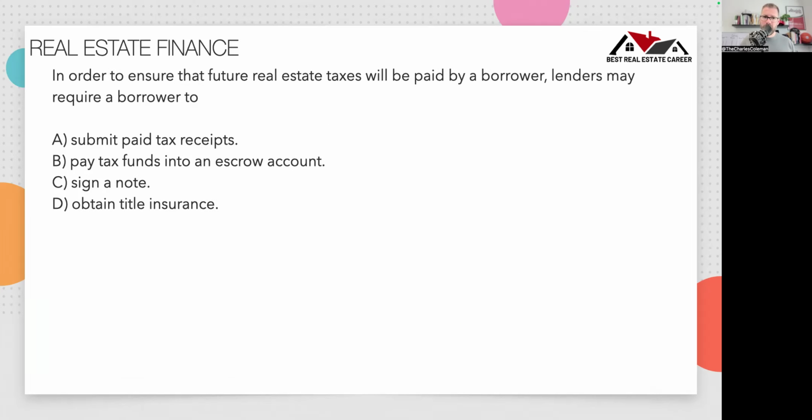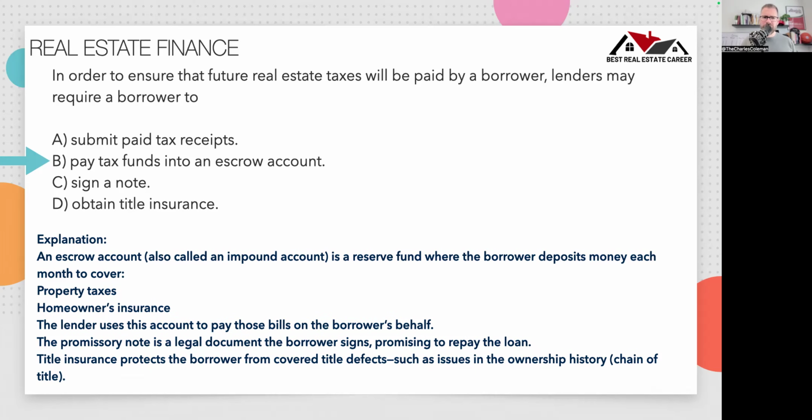In order to ensure that future real estate taxes will be paid by a borrower, lenders may require a borrower to pay tax funds into an escrow account. An escrow account, also called an impound account, is a reserve fund where the borrower deposits money each month to cover property taxes and homeowners insurance. The lender uses this account to pay those bills on the borrower's behalf.